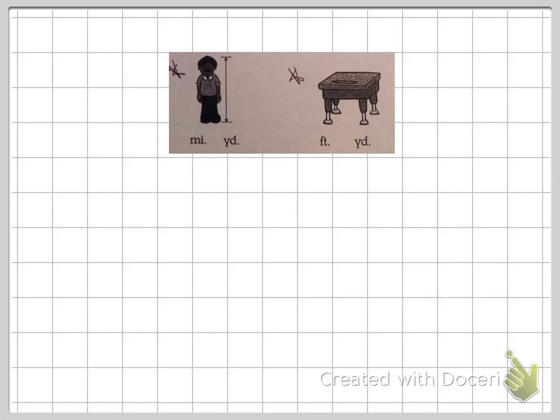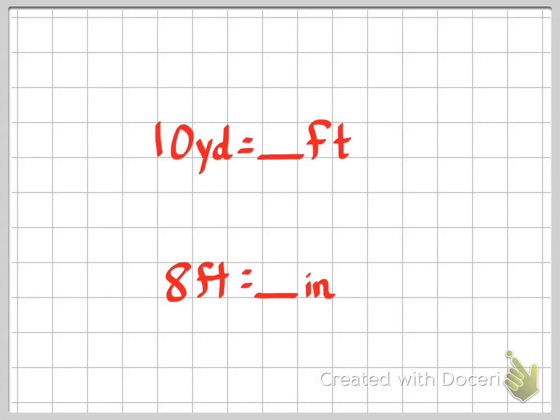Another part of your homework is you need to circle the best estimate, or write down the best estimate for the height of a person. Would you use miles or yards? And then the height of a desk. Would you use feet or yards? And your last 2 homework problems, you need to figure out 10 yards equals how many feet, and then 8 feet equals how many inches.